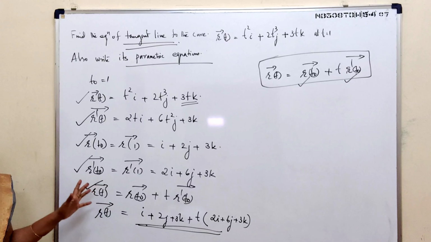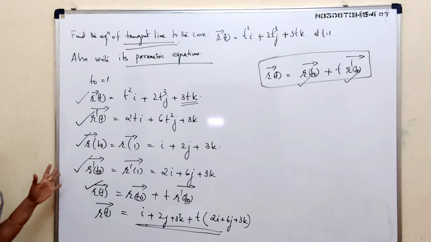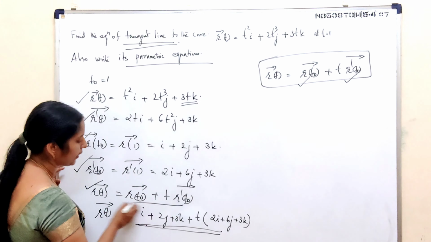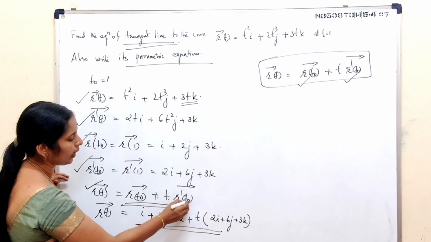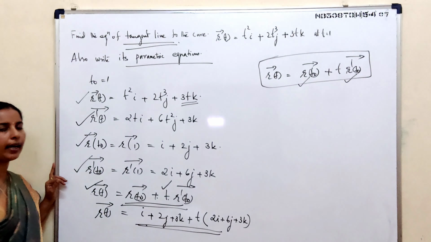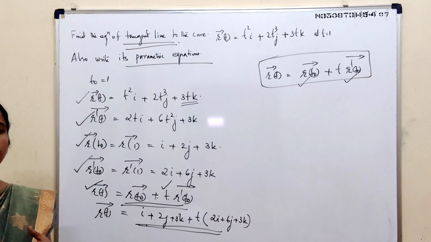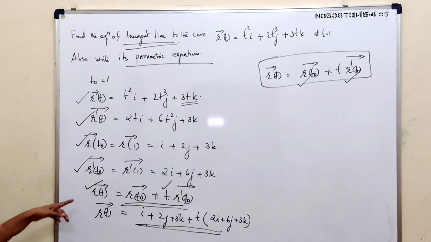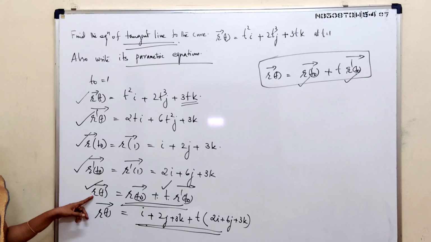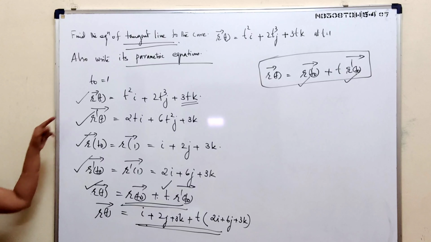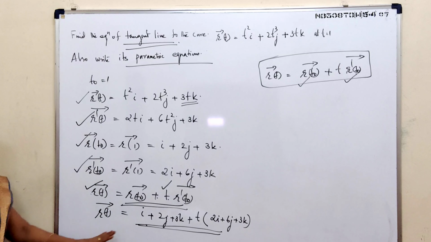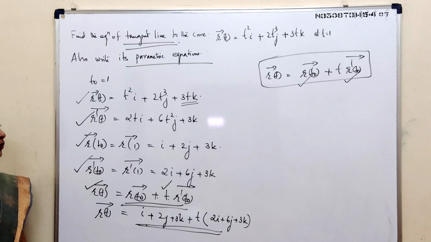It is again a function of t, because the right side is r(t naught) plus t times r dash (t naught). Here t is the parameter. It is in terms of the parameter t, so we can represent the tangent line again as r(t). So don't get confused between this r(t) and this r(t). Anyway, this is the equation of the tangent line at t equal to 1.